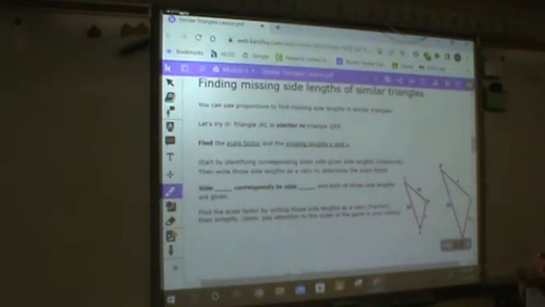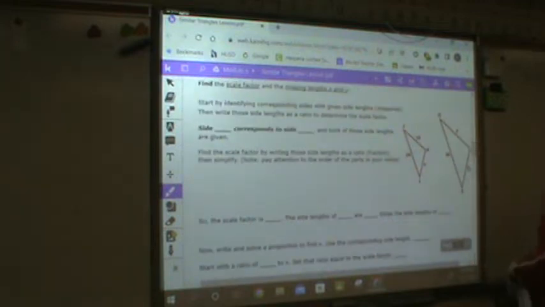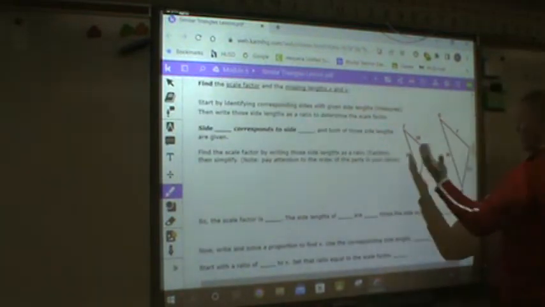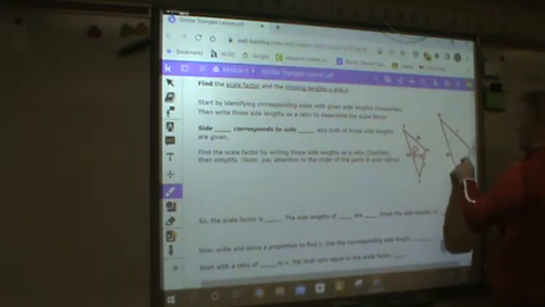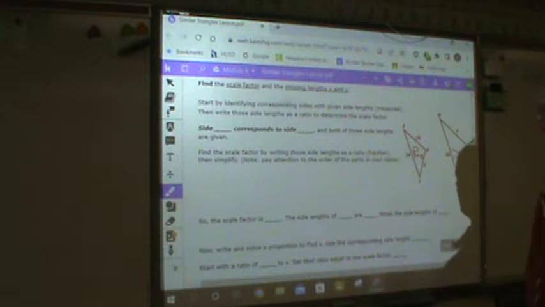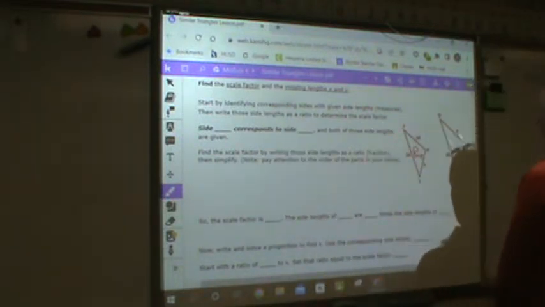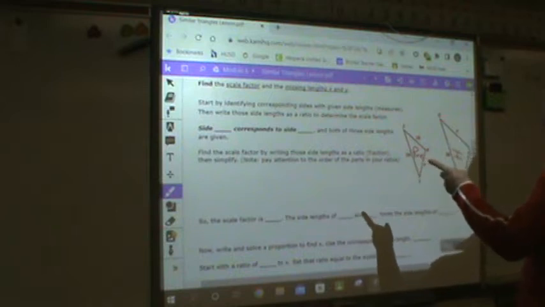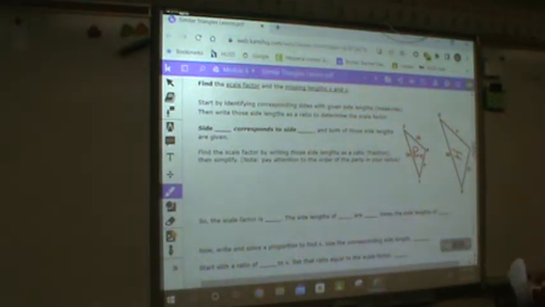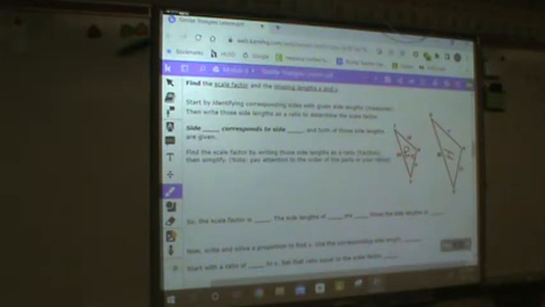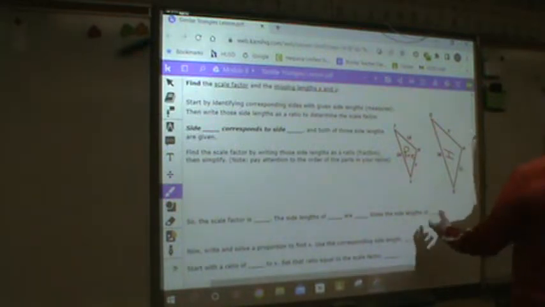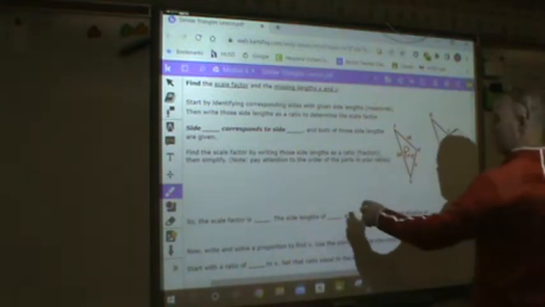So how do we find missing lengths of similar triangles? Well, we're going to find them just like we found the similar sides of other figures. You can use proportions to find missing side lengths of similar triangles. Let's try it. So we have one triangle here. Again, we're going to find the scale factor. So I have to determine which is the pre-image and which is the image. Then write the side lengths as a ratio and determine the scale factor. Side blank corresponds to side blank. Well, I have to know two of these sides. Which of the two sides do I know? I know the longest side. And scale factor is image over pre-image.